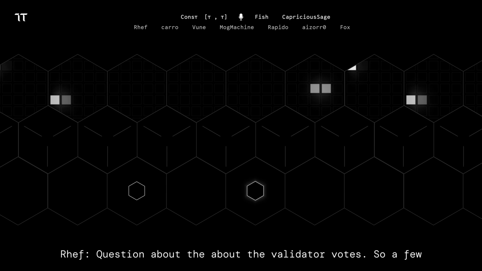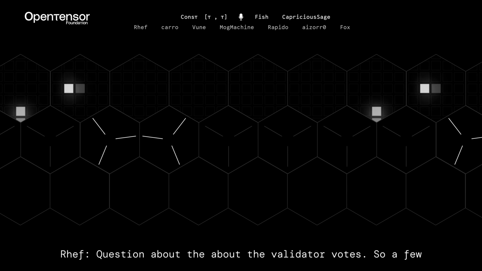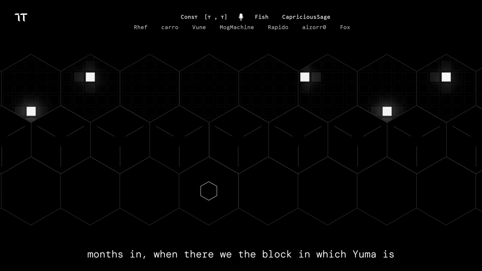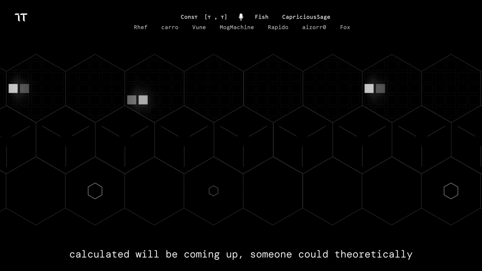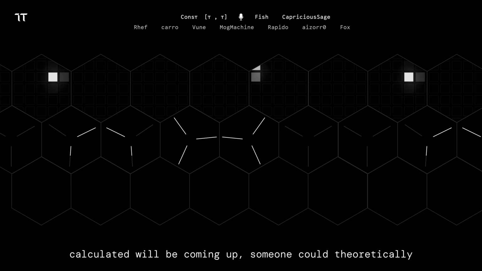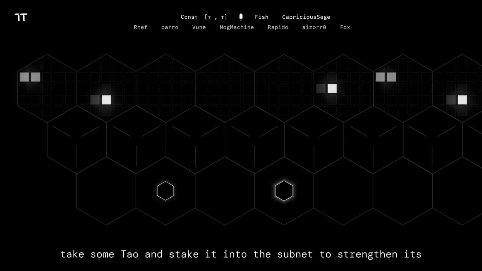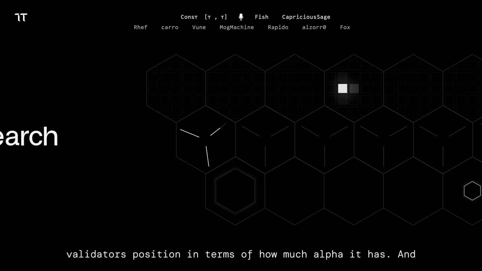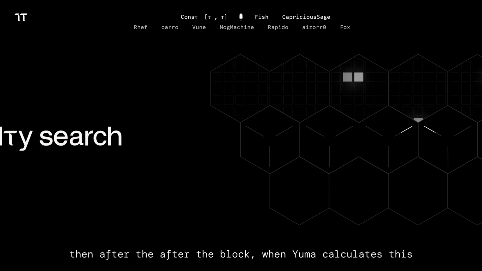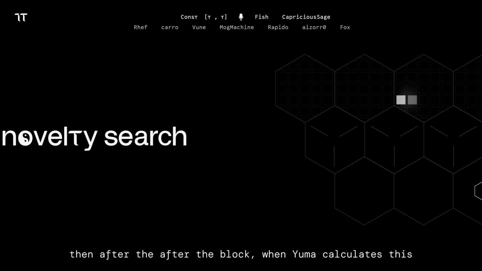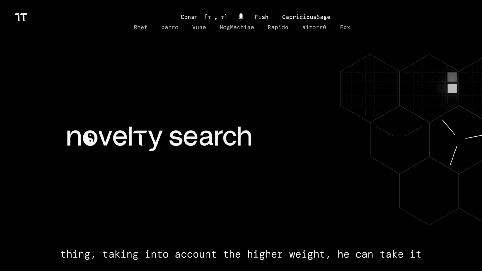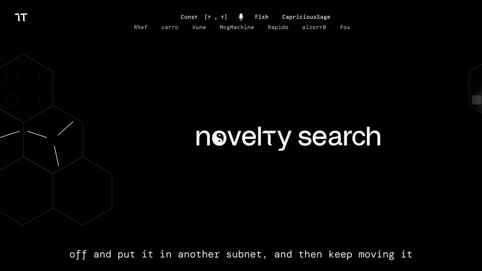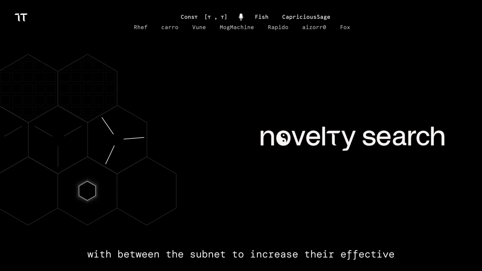I do got a question about the validator votes. So a few months in, when the block in which Yuma is calculated will be coming up, someone could theoretically take some tau and stake it into the subnet to strengthen its validator's position in terms of how much alpha it has, and then after the block, when Yuma calculates his thing, taking into account the higher weight, he can take it off and put it in another subnet, and then keep moving it between the subnets to increase their effective stake, right?